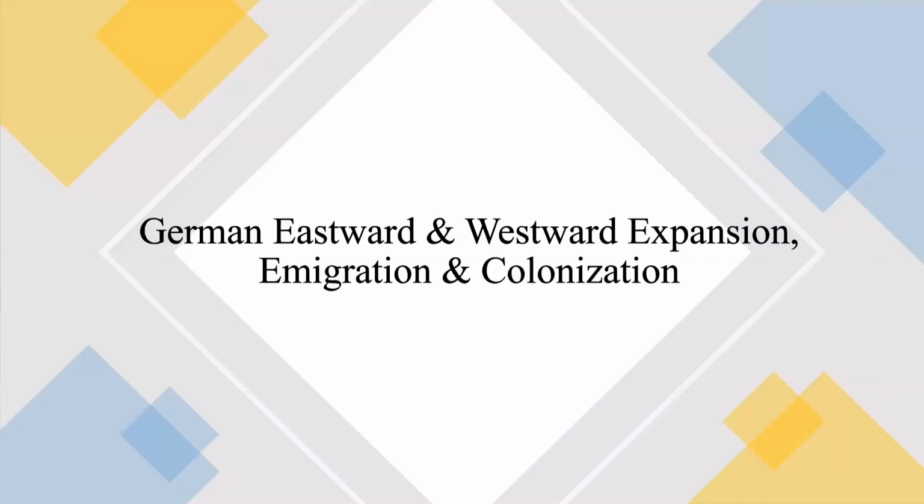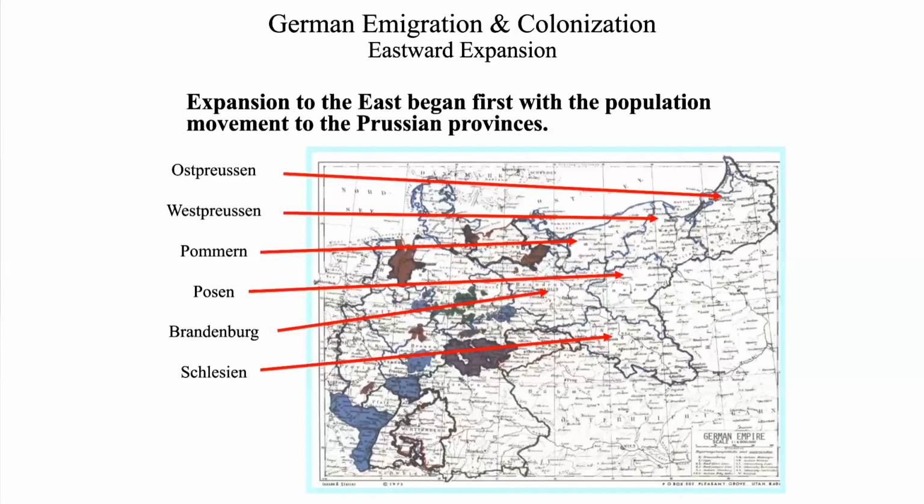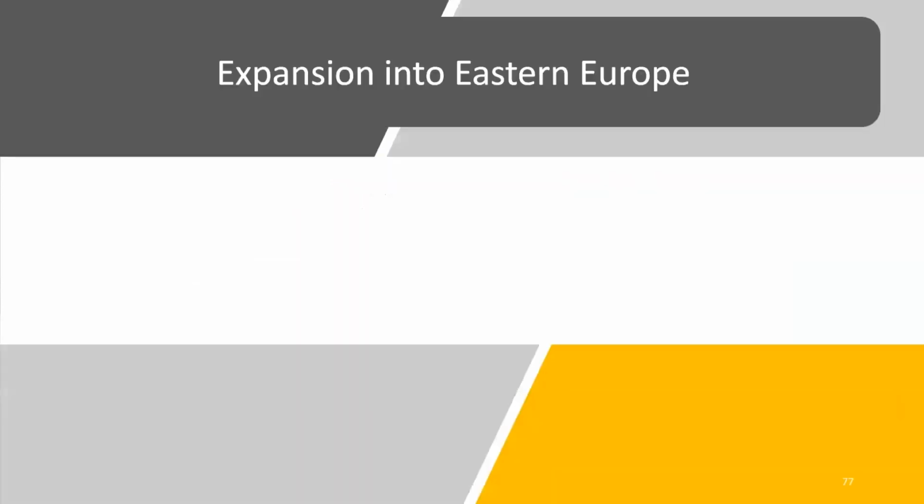Next, I want to talk about German eastward and westward expansion, immigration, and colonization. The 1700s saw the population begin to move from the heavily populated areas in the west to the areas of Brandenburg, Schlesien, Posen, Pommern, Westpreußen, and Ostpreußen that were in the eastern part of the Kingdom of Prussia.